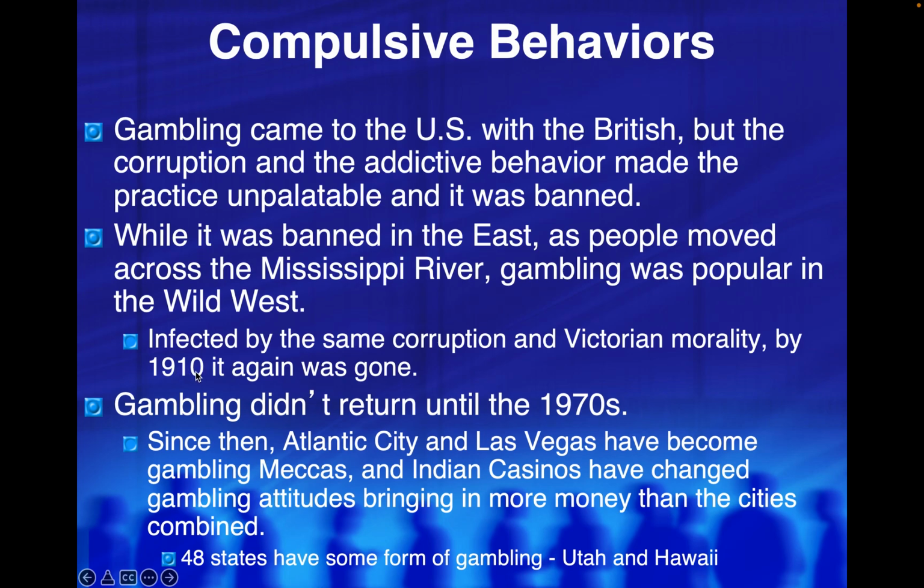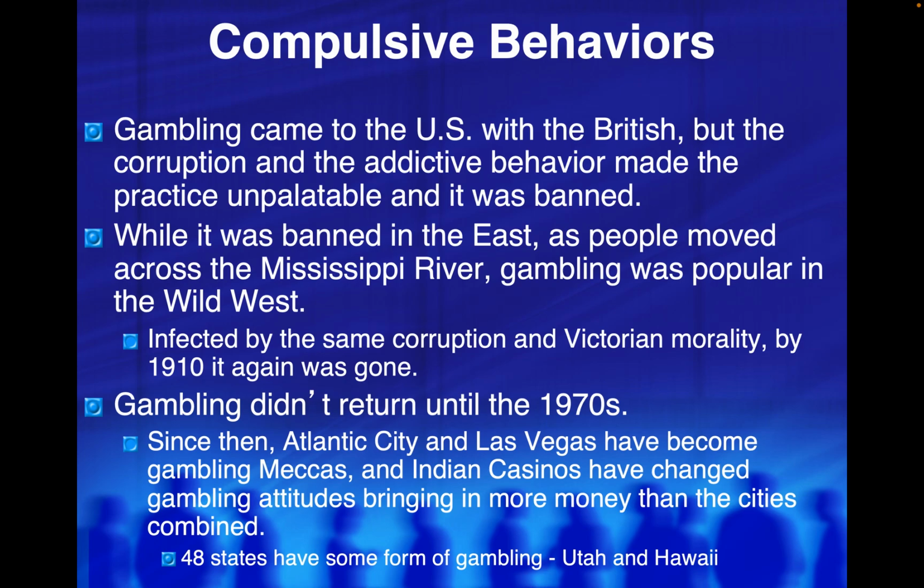Now, I was born in 1949. Gambling didn't return until the 1970s. So for the first 21 years of my life, there was no gambling in the United States. Since then, Atlantic City and Las Vegas have become gambling meccas, and Indian casinos have changed gambling attitudes, bringing in more money than the cities combined.